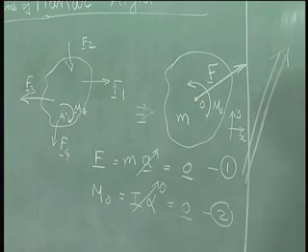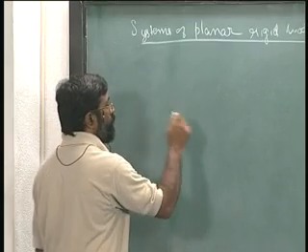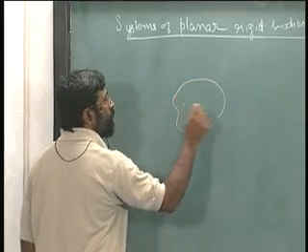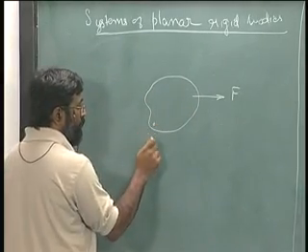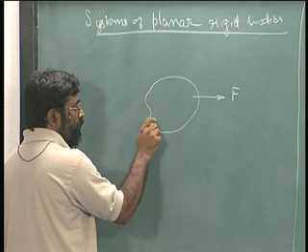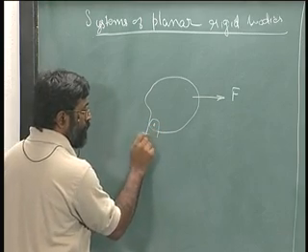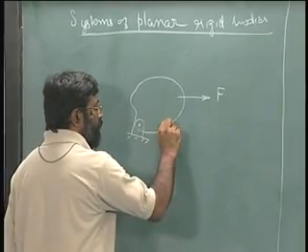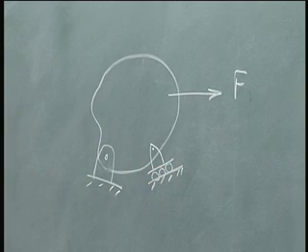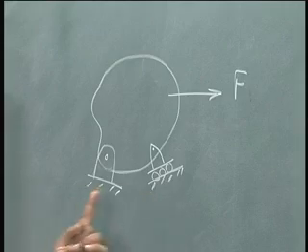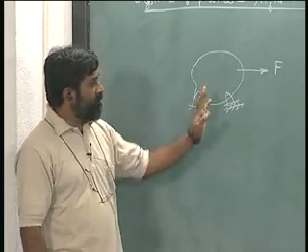Okay, so let us look at a simple example. Supposing I have a body which has a force F acting like this, along the horizontal, and there is a particular point here which is hinged, and there is another point over here which is a roller support, and I wish to find out what will be the resultant reactions that will come onto this particular rigid body. It is a very simple problem.